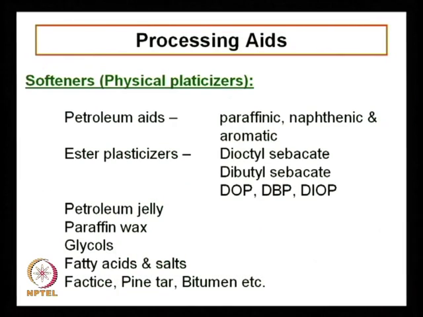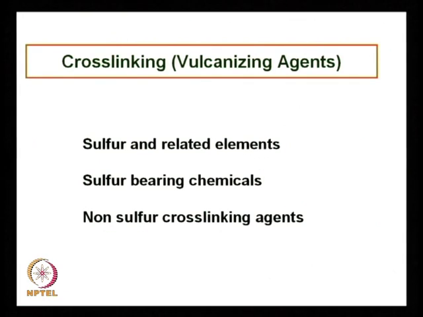Then processing aids: petroleum aids, ester plasticizers, petroleum jelly, paraffin wax, glycols, fatty acids and salts, factice, pine tar, bitumen, and phthalate ester plasticizers like dioctyl phthalate, dibutyl phthalate, diisooctyl phthalate (DIOP). You have seen all these in plastic products; these are not new. Then cross-linking vulcanizing agents, as I mentioned: sulfur and related elements, sulfur-bearing chemicals, and non-sulfur cross-linking agents, used for making rubber products.